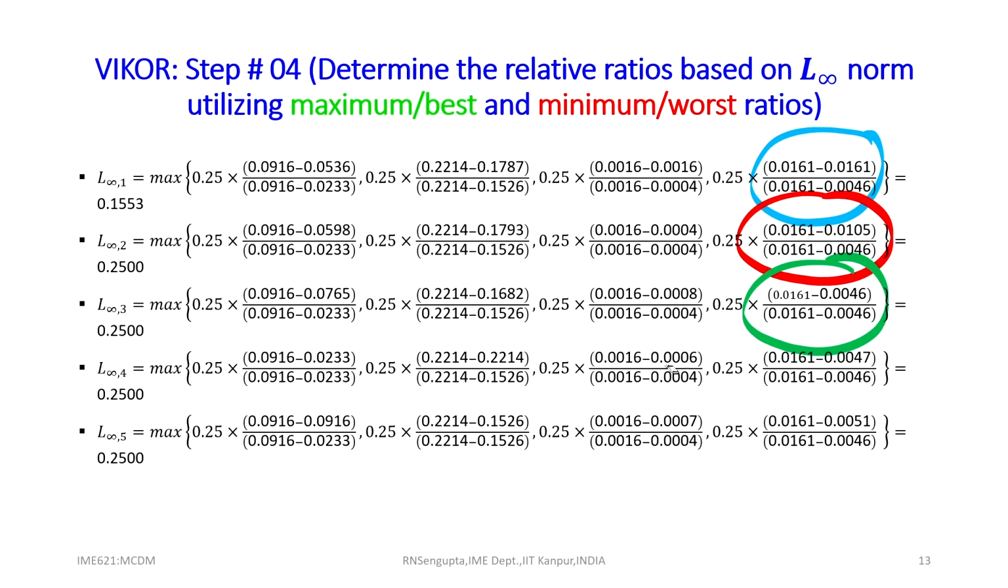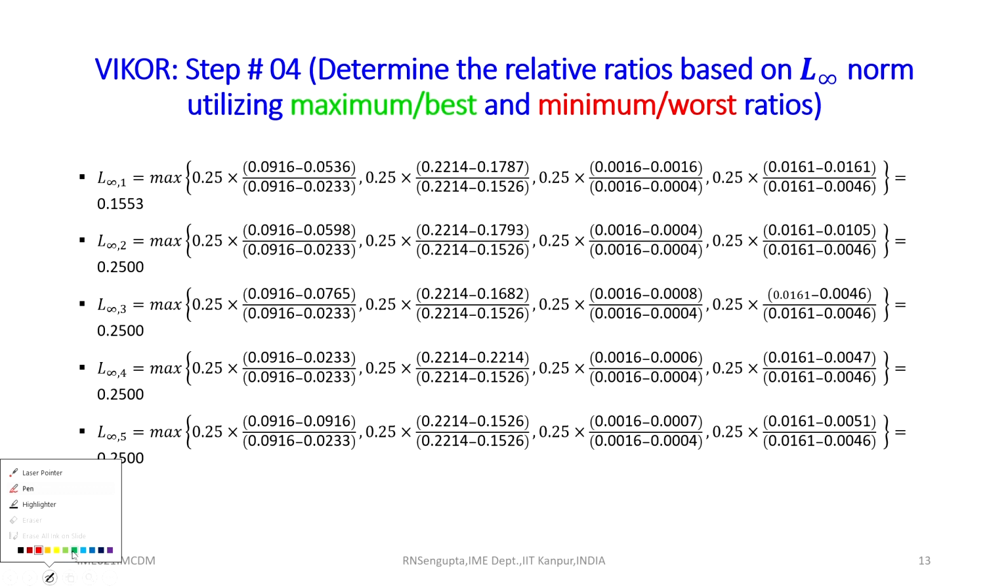I get the values. And what are the values? I will mark in green: 0.1553, 0.2500, 0.2500, 0.2500, 0.2500. So, I have the L1 distance measure for all alternatives corresponding to the criteria taken together, similarly for L infinity.